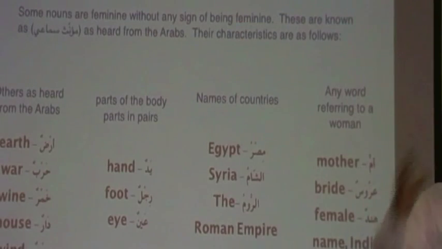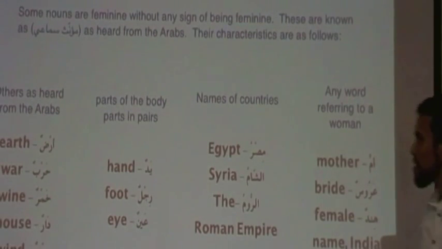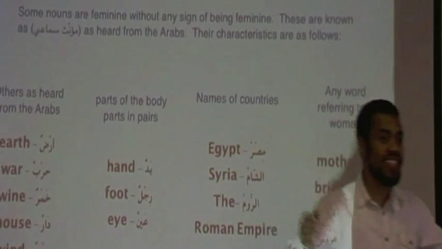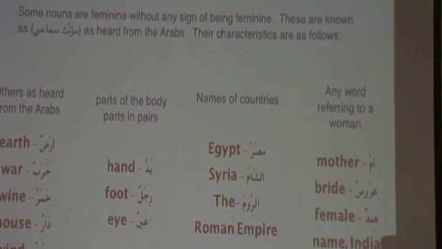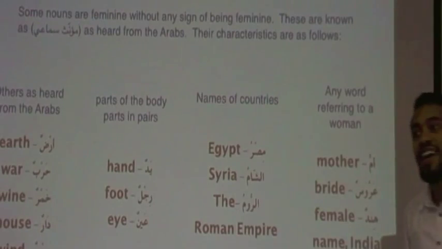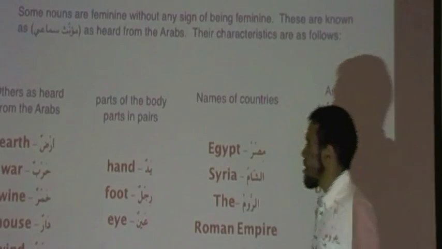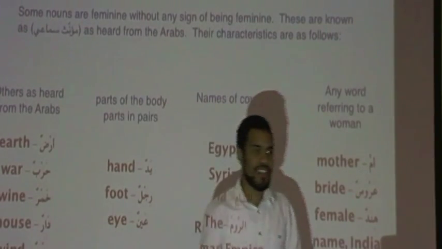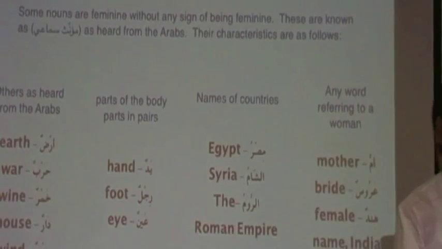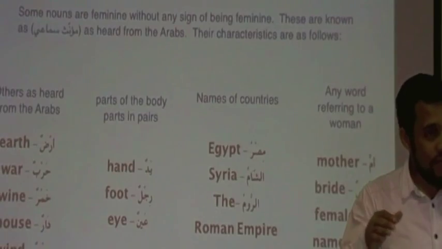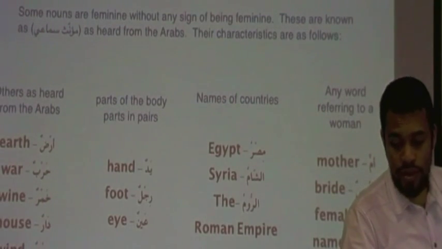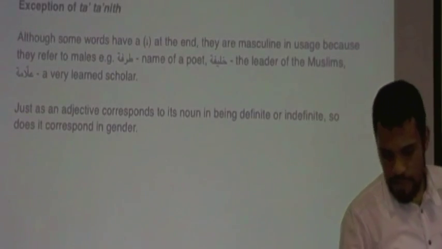So Ardun, we refer to the earth as feminine. Okay? إذا زلزلت الأرض زلزالها. Ha is feminine. أثقالها. Do you see? Ard is feminine. Harb, war, is feminine. Khamr, wine, is feminine. Darun, not bait, dar, another word for house or an abode. Darul Arqam. Those are all feminine. Wind, rihun, is also feminine.